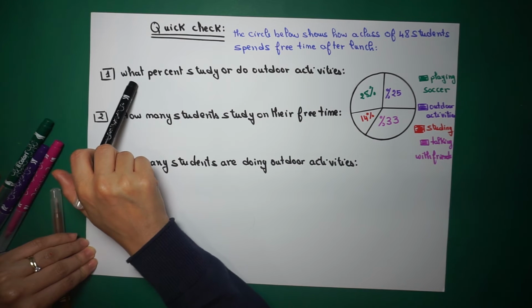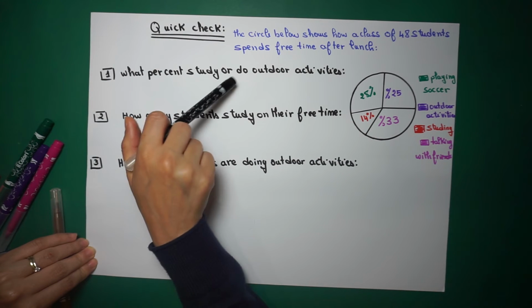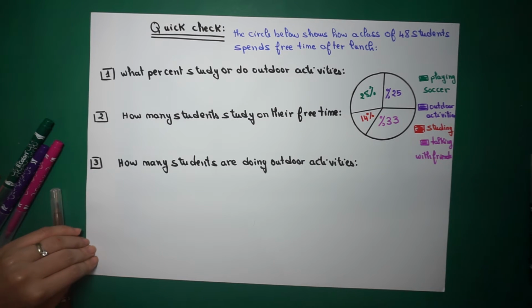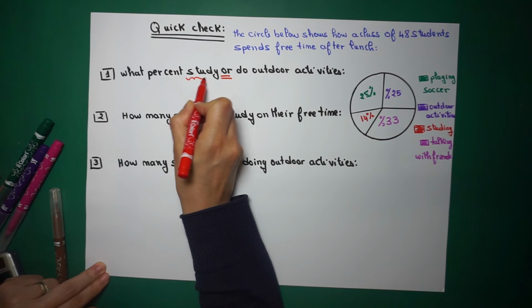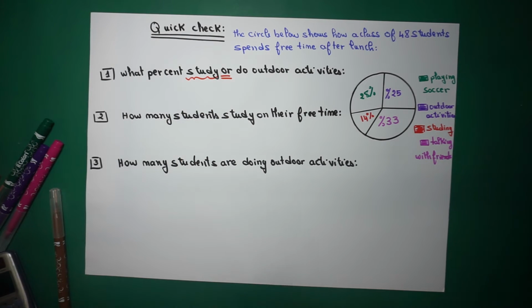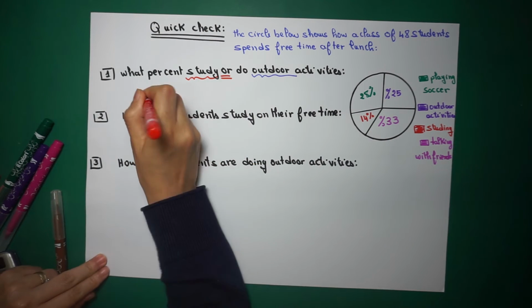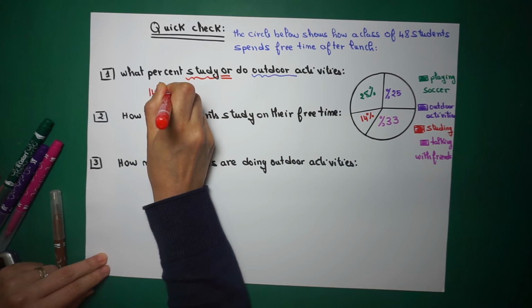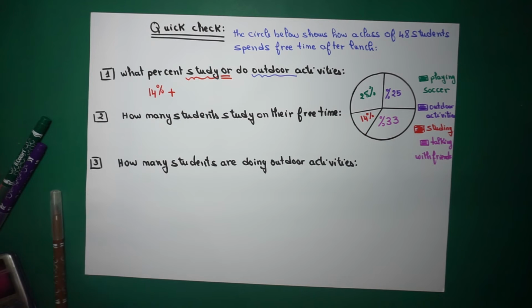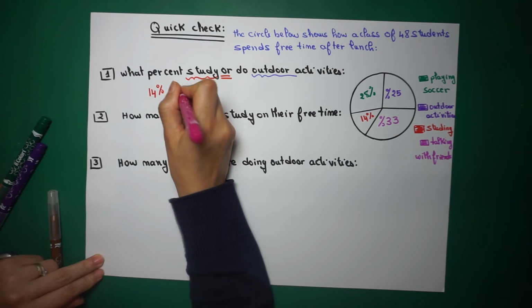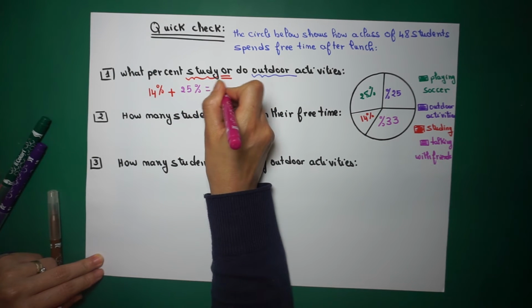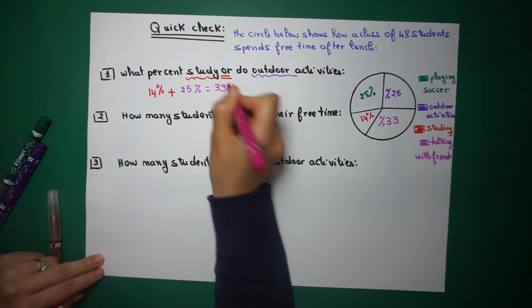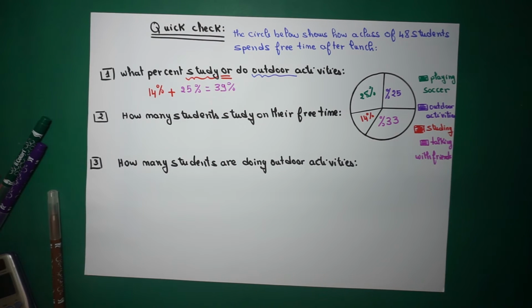The first question is about finding what percent study or do outdoor activities. So here I'm talking about two sectors, which are studying and doing outdoor activities. So for studying I have 14%, and I'm gonna add it to doing outdoor activities, which is 25%, and together they are giving me 39%. So the answer for this question is 39%.